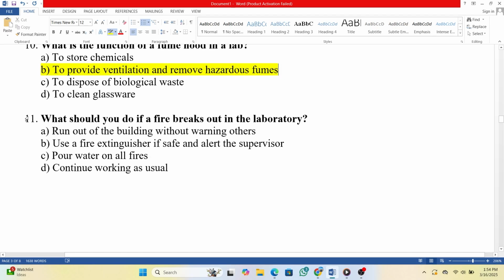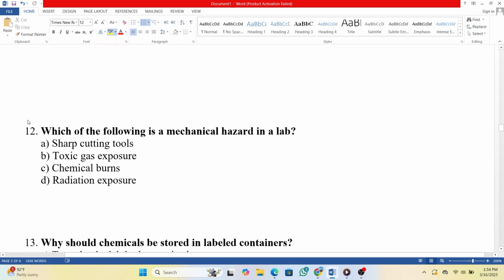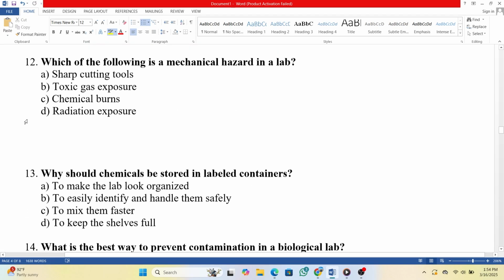12. What should you do if a fire breaks out in the laboratory? A. Run out of the building without warning others. B. Use a fire extinguisher if safe and alert the supervisor. C. Pour water on all fires. D. Continue working as usual. Answer, B.